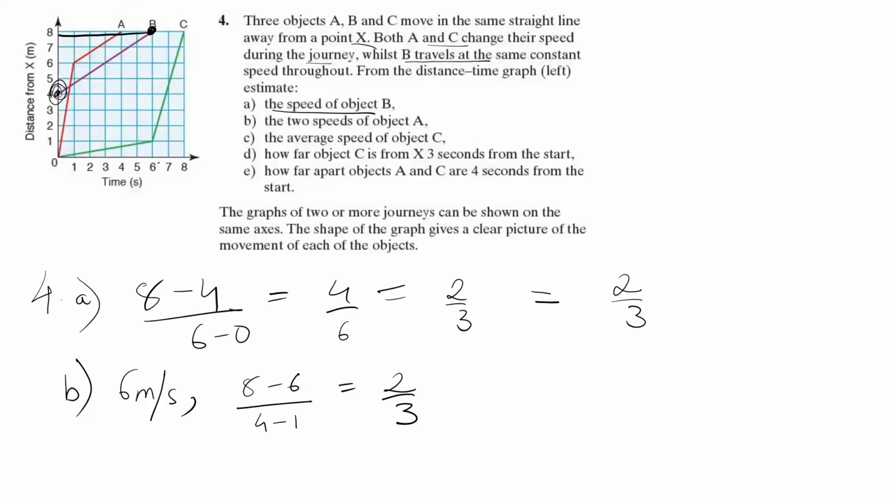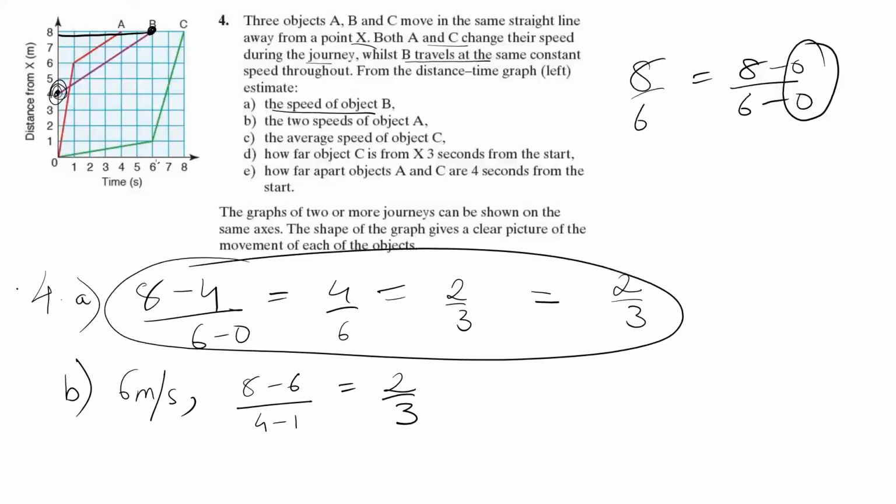So we cannot do 8 over 6, because 8 over 6 is like doing 8 minus 0 over 6 minus 0, which means we are picking 0, 0 as the second point on our line, but 0, 0 isn't even on the line, so we cannot pick it. Does that make sense? Yeah. So you have to take 6, 8 and 0, 4 instead of 0, 0. So that's basically what we do here.